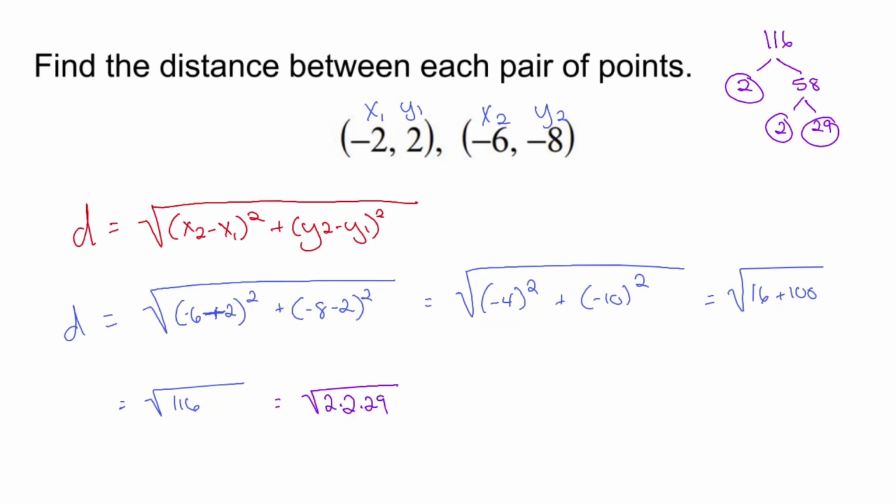When you're simplifying square roots, you circle a pair of identical factors inside the square root and pull out one of them. So bring out a 2, leave the 29, and the answer to this guy is going to be 2 root 29, which is roughly 10 point something. I'm not going to worry about 10 point what because anybody could use a calculator. I want to do it this way.